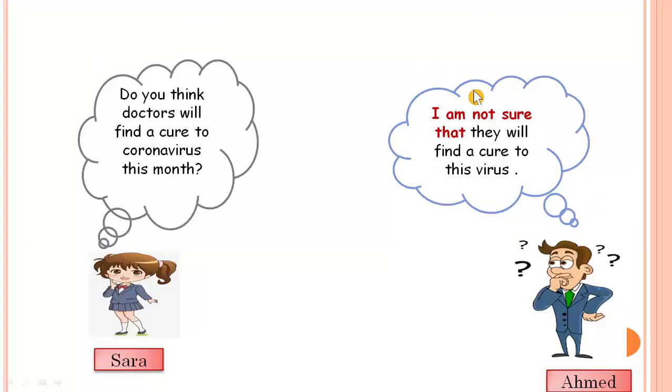So let's move to the second dialogue. Here we have again two people. We have Sarah and we have Ahmed. So Sarah says, "Do you think that doctors will find a cure to coronavirus this month?" Which means, do you think that doctors, هل تعتقد بأن الأطباء will find a cure, سيجدون علاج, to coronavirus this month, في هذا الشهر? Actually he says, "I'm not sure that they will find a cure to this virus. I'm not really sure." So let me ask you a question. Is Ahmed sure that doctors will find a cure to coronavirus? يعني هل أحمد متأكد? No, he's not. And how do we know that? Well, actually he says, I'm not really sure. And this is an expression that people use to express uncertainty.